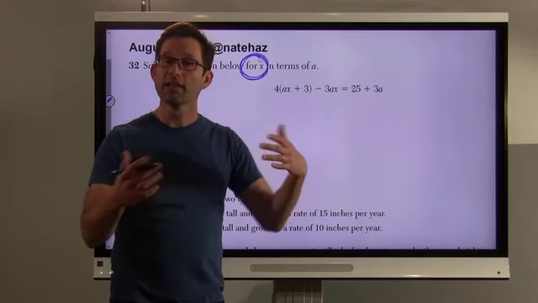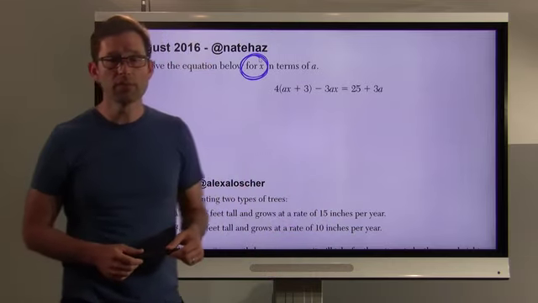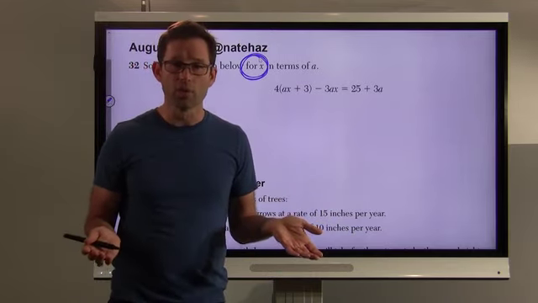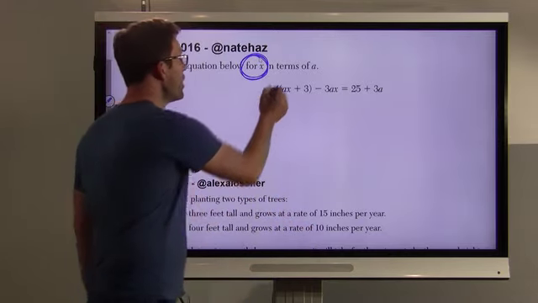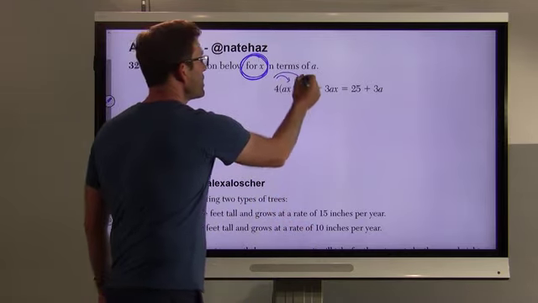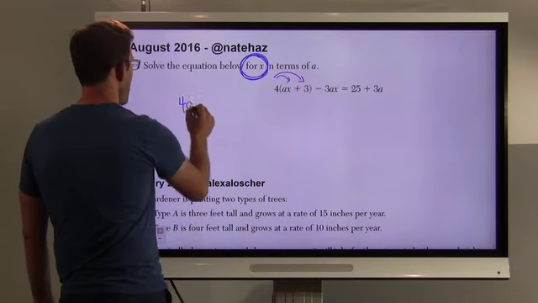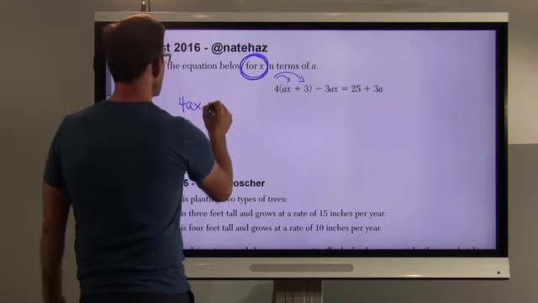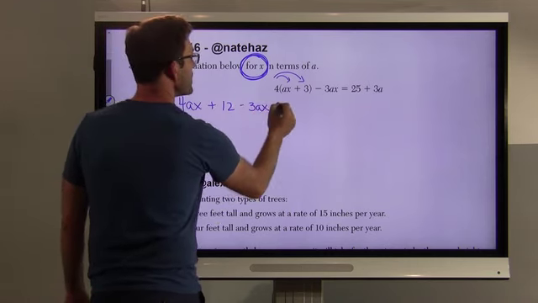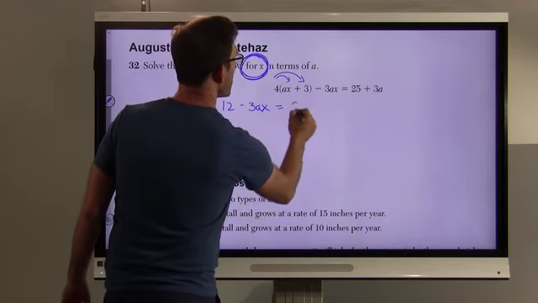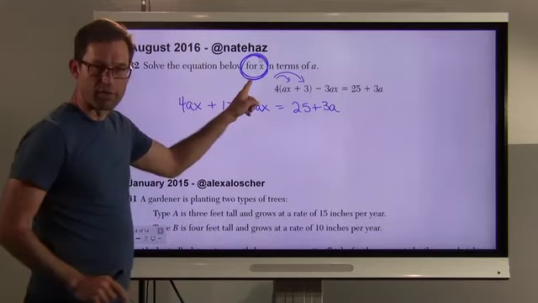So let's just start solving this thing. And again, how should you start solving it? Well, do whatever you have to do. You know, try things that you know. So for instance, one thing I know I can do is I know I can distribute this 4, right? And when I get that, I get 4ax plus 12 minus 3ax equals 25 plus 3a. We're solving for x.